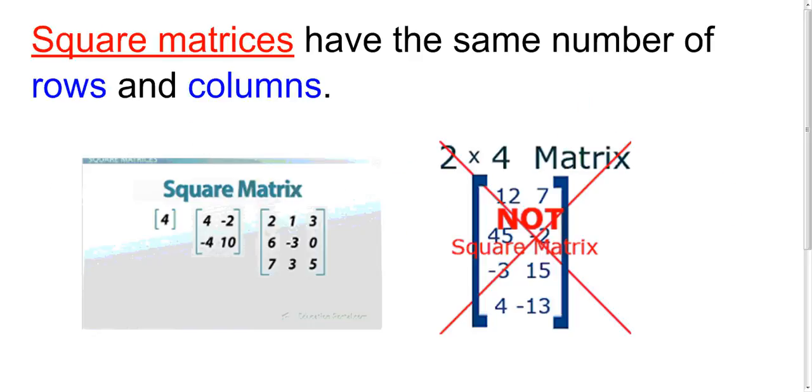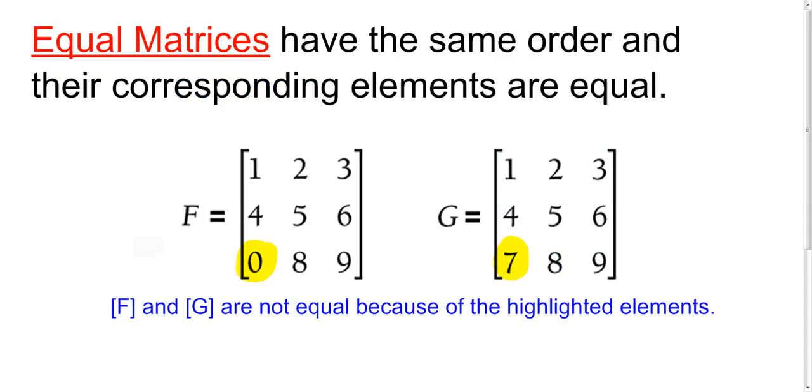All right, then we are going to look at some specific kinds of matrices. Square matrices have the same number of rows and columns. You can see some examples and non-examples of a square matrix. If it has a different number of rows and columns, then it's not a square matrix.